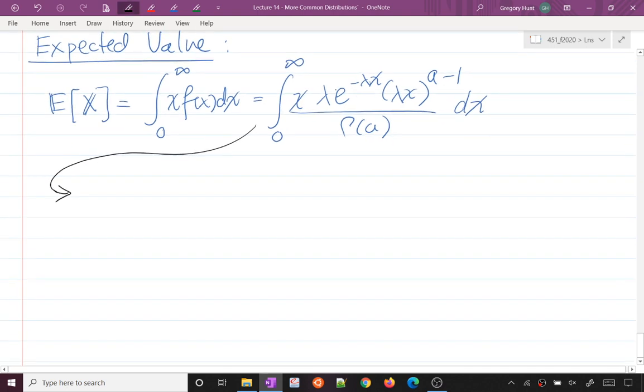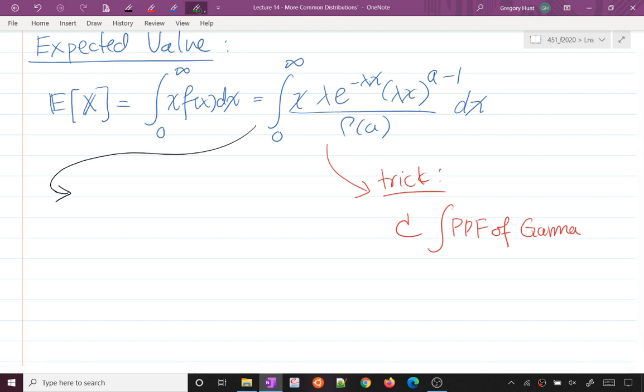So let me just back up. The general trick is that I'm going to try to write it as some constant times the integral of the PDF of some other gamma. And then I'm going to say, aha, this integral of the PDF of the gamma should be 1, and so my expected value will just be whatever my constant is out front. Okay, so we've seen that trick before.